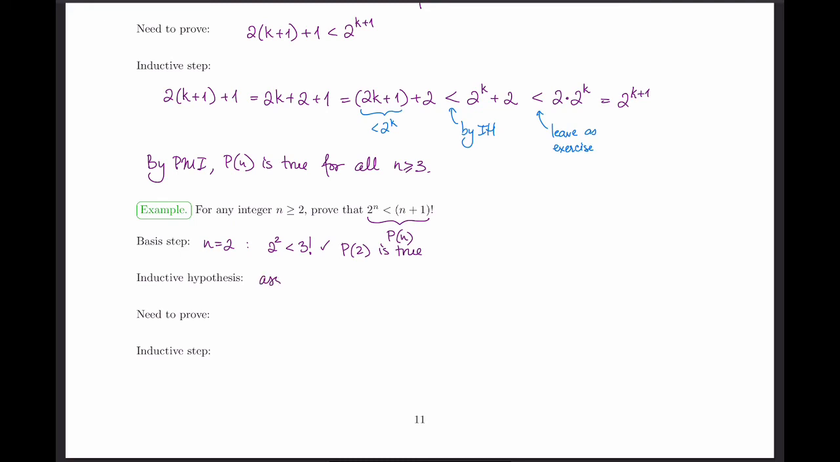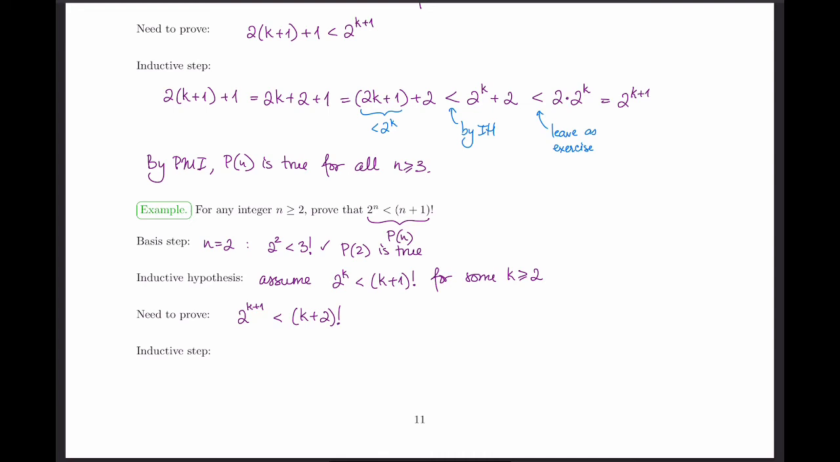For the inductive hypothesis, I am going to assume that 2 to power k is less than k plus 1 factorial for some k that is an integer. And I'm not going to actually bother writing that. I'm just going to write down that it's greater or equal than 2. I need to prove, again, remember, I'm replacing n with k plus 1 here. So k plus 1 goes in for n, which makes the factorial on the right-hand side equal to k plus 2 factorial. So I need to prove that 2 to power k plus 1 is less than k plus 2 factorial.